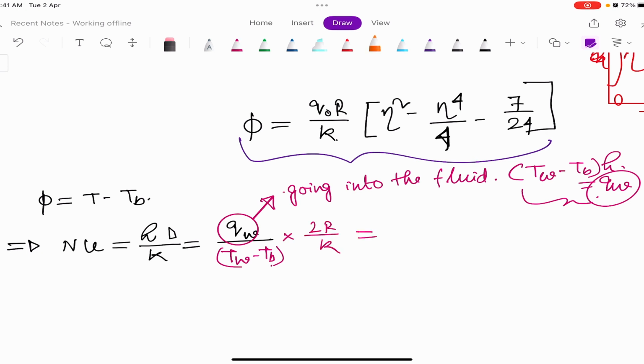Another style of writing is q r at r equal to R. The moment I write q r, that means this is the heat flux going towards increasing r, that means it is leaving the fluid. So now I have to write Tb minus T wall into 2R by k.